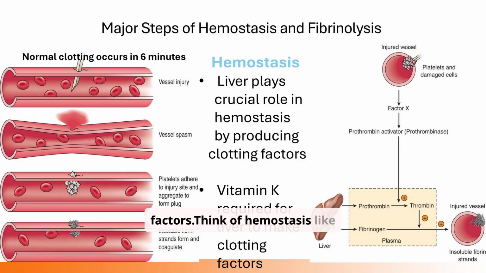Think of hemostasis like building a brick wall. The platelets are the bricks, the fibrin is the cement. Without both, you can't seal the leak. And without vitamin K, you're missing the ingredients for the cement. Quick fact, the liver produces most clotting factors, and vitamin K is its secret weapon. That's why liver disease and malnutrition can cause easy bruising or bleeding.